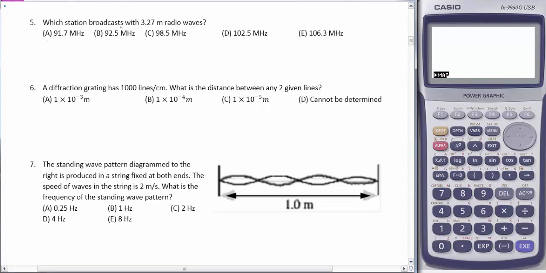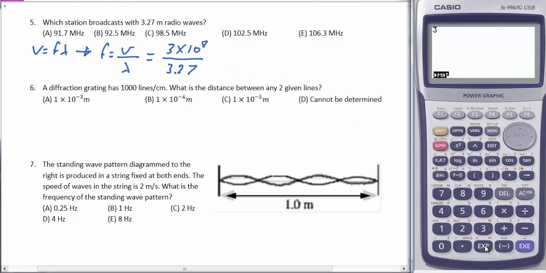Which station broadcasts with 3.27 meter radio waves? So we're looking for a frequency, and so I use v equals f lambda, and I'm trying to find the frequency, so it's going to be velocity divided by lambda. I think the hardest thing here is to figure out what the velocity is. They've said it's radio waves, and I know radio waves are part of the electromagnetic spectrum, so they must travel at the speed of light, 3 times 10 to the 8 meters per second. They've told me the wavelength is 3.27 meters, so I can come over to my calculator and I go 3e8, which means 3 times 10 to the 8, and I divide it by the wavelength of 3.27 meters, and I get this massive number.